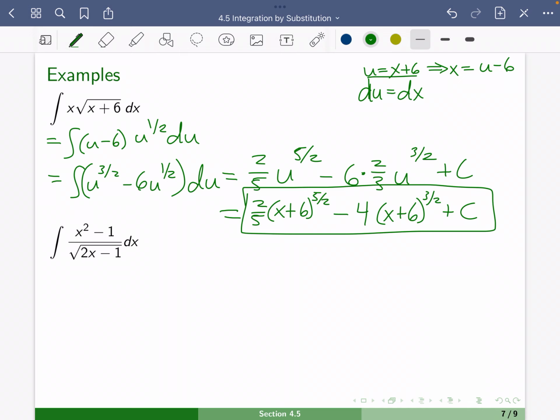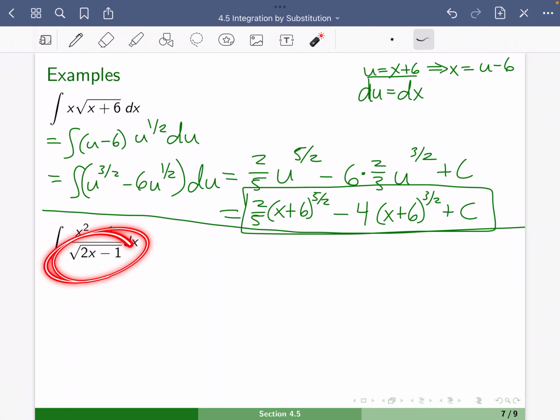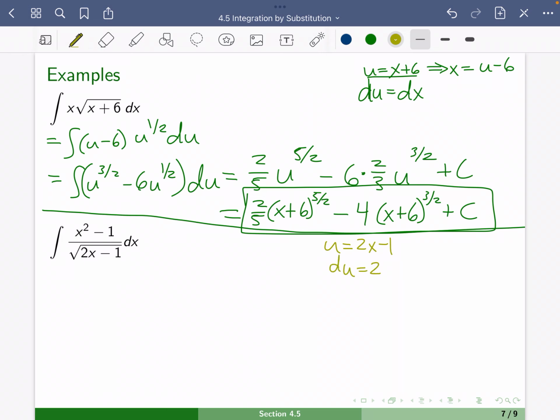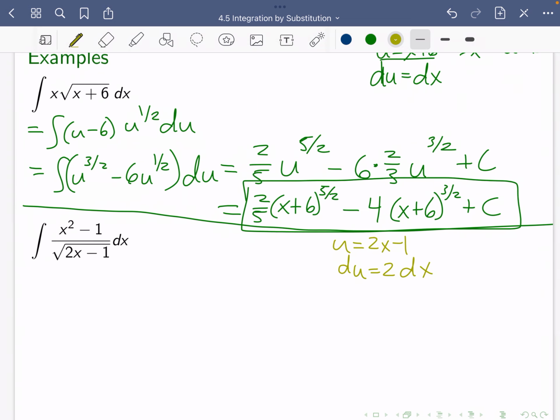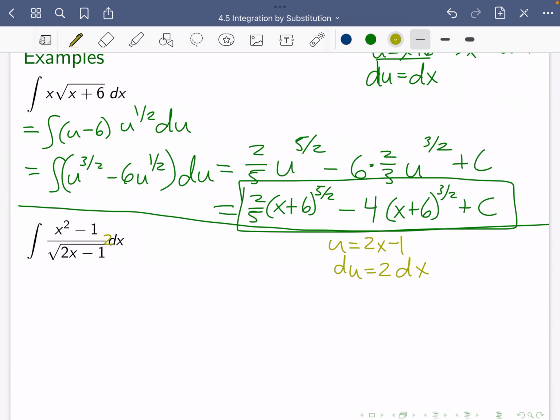Next we have the integral of x squared minus 1 over the square root of 2x minus 1 dx. So here, how are we going to deal with that? Again, we see a composite function. We see that in the denominator. Let's consider saying u is equal to the inside of that composite function, 2x minus 1. So du is just 2dx. We're missing the 2 from our dx, so I'm going to tack it on there, and I'll tack on a 1/2 out in front.